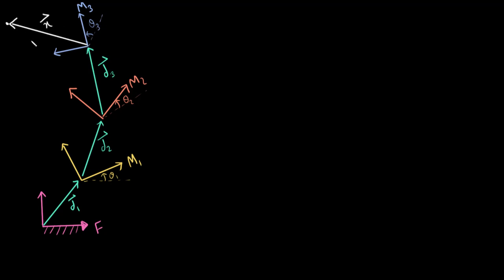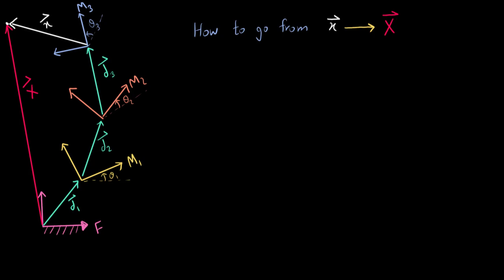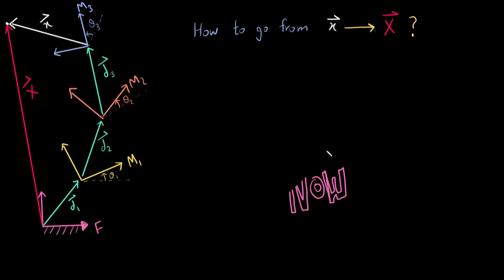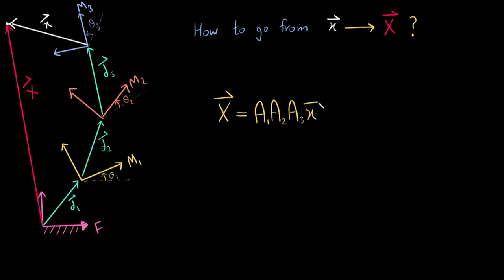Now I have a point small x which is expressed in the M3 frame, and I need to find its coordinate in the fixed frame, which I have marked in red as the big X. So the question is, how do I go from the small x to the big X? I would encourage you to pause this video right now and try to see if you can come up with the solution. I hope you did give it a try. Don't get disheartened if you don't get it on the first try, but I can write it directly as: big X is equal to A1 A2 A3 small x plus A1 A2 d3 plus A1 d2 plus d1.